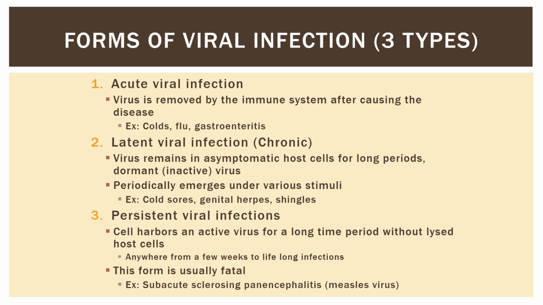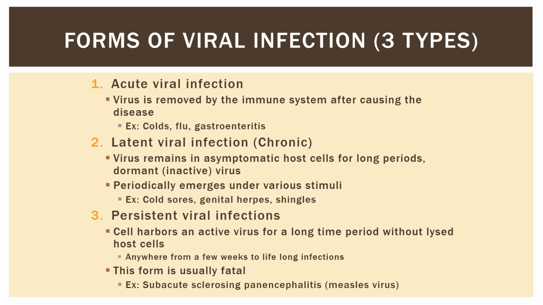Another type of viral infection is a latent viral infection, sometimes called chronic. This is going to be an infection that remains asymptomatic, so no symptoms in the host for certain periods of time. This is going to be a dormant period, so inactive, but that doesn't mean that the virus is gone. It just means that the virus is not active at that moment, causing symptoms. It can periodically emerge where there will be symptoms, and that can be caused by various things. So some examples: cold sores, herpes, shingles.